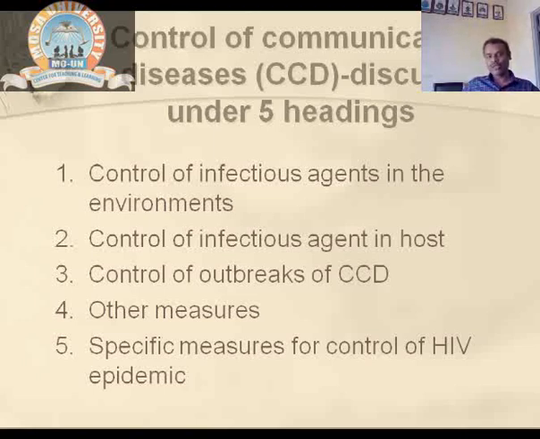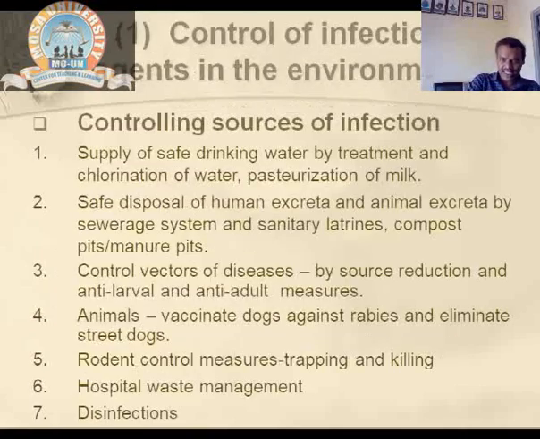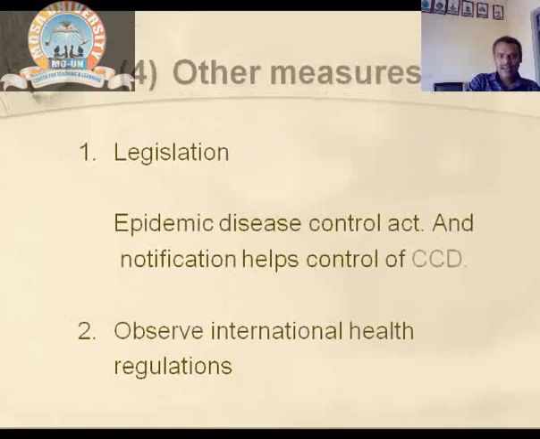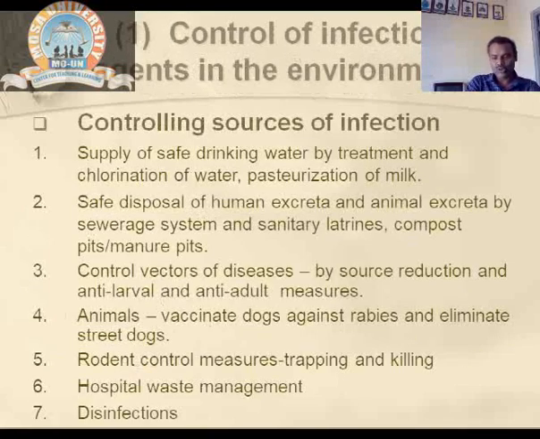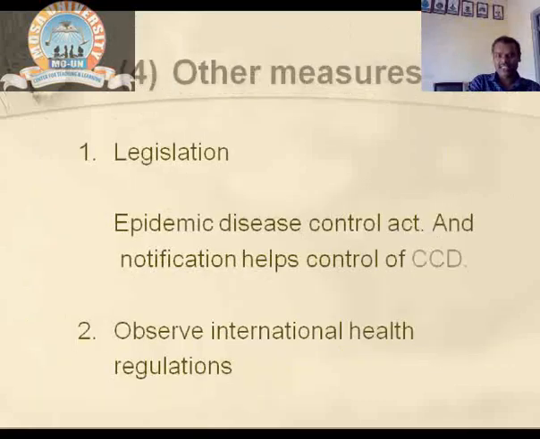Apart from this, you need to do several other measures. You need to find a vaccine and other things. Then there are specific measures to control the HIV epidemic. You can do continuous sensitization programs, which mostly give preventive measures. These are all the ways you can try to control communicable diseases. Because we discussed these things already, including controlling the source of infection, I'm skipping these four slides.